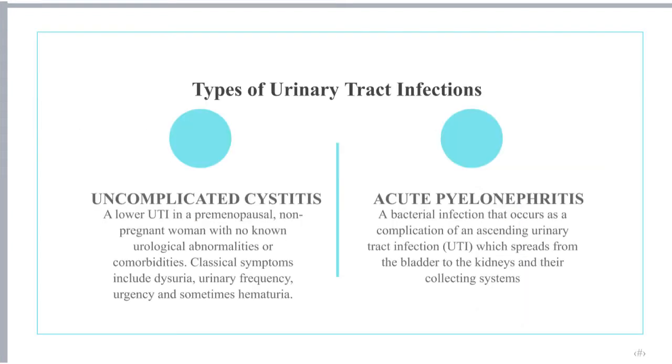pyelonephritis. You may also hear a lower UTI referred to as an uncomplicated UTI or uncomplicated cystitis. It just involves the bladder. It's usually seen in premenopausal, non-pregnant women with no known urological abnormalities or comorbidities. A complicated UTI is also the term that we use for acute pyelonephritis. It's a bacterial infection that has the complication of going into the ascending urinary tract. So it spreads from the bladder to the kidneys and their collecting systems.